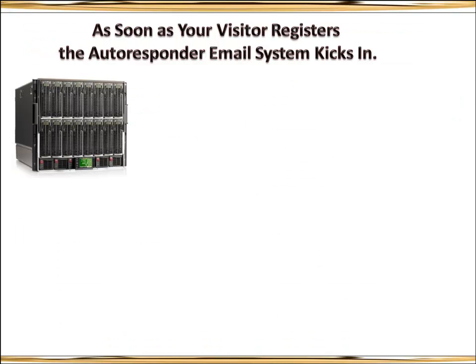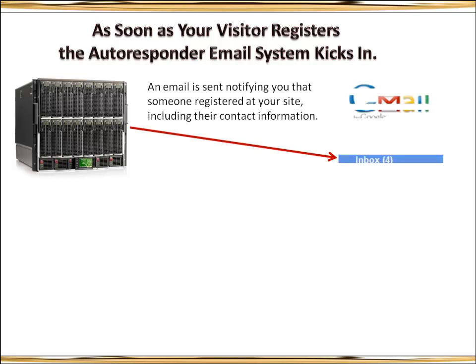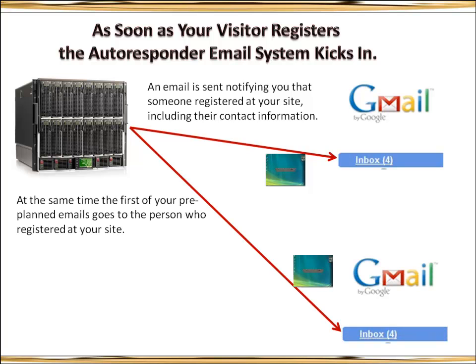As soon as your visitor registers, the autoresponder email system kicks right in. An email is sent to you notifying you that someone registered at your site, and that includes whatever contact information they put in. So you've got that bang right away in your inbox. And at the same time, the first of your pre-planned emails goes to the person who registered at your site.